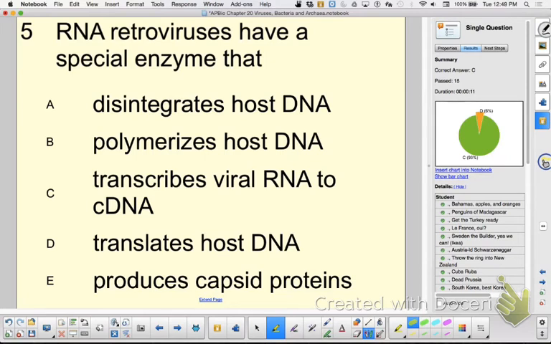Okay, it's not gonna translate the host DNA, because that's not the job of a virus. A virus doesn't want to do that. A virus is all about itself, right? It's not gonna do anything for the host. So it will transcribe its viral DNA into complementary DNA, which can be integrated into the host chromosome.